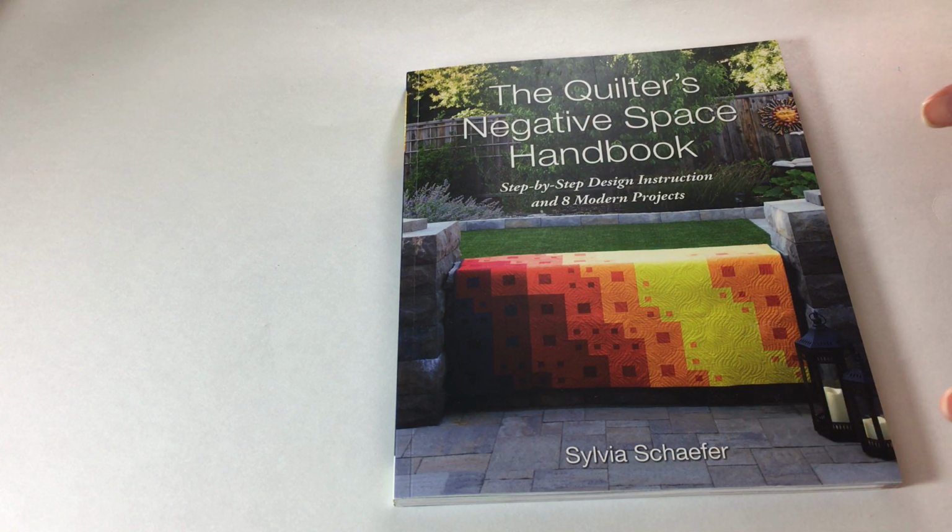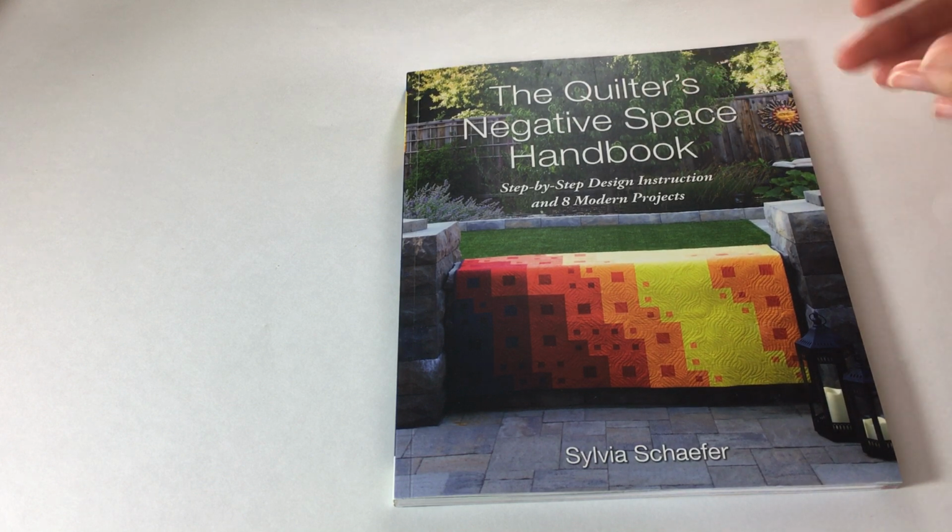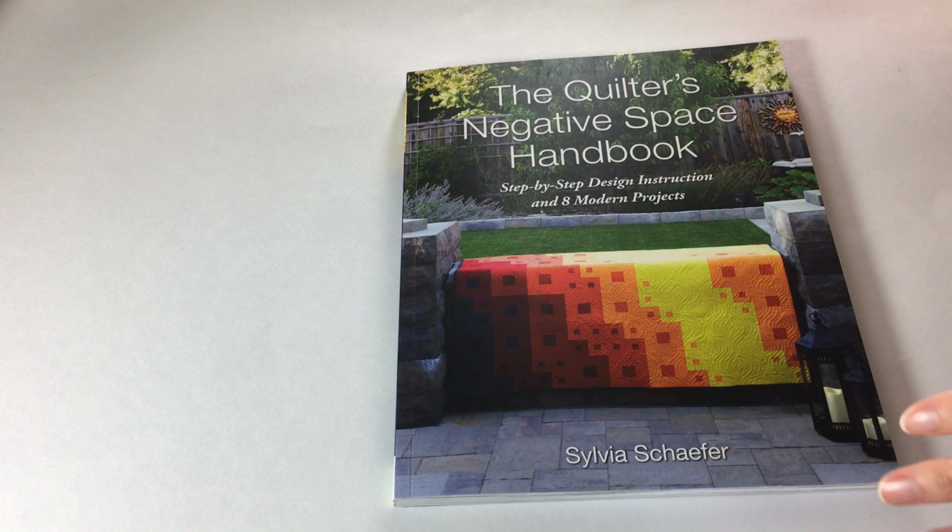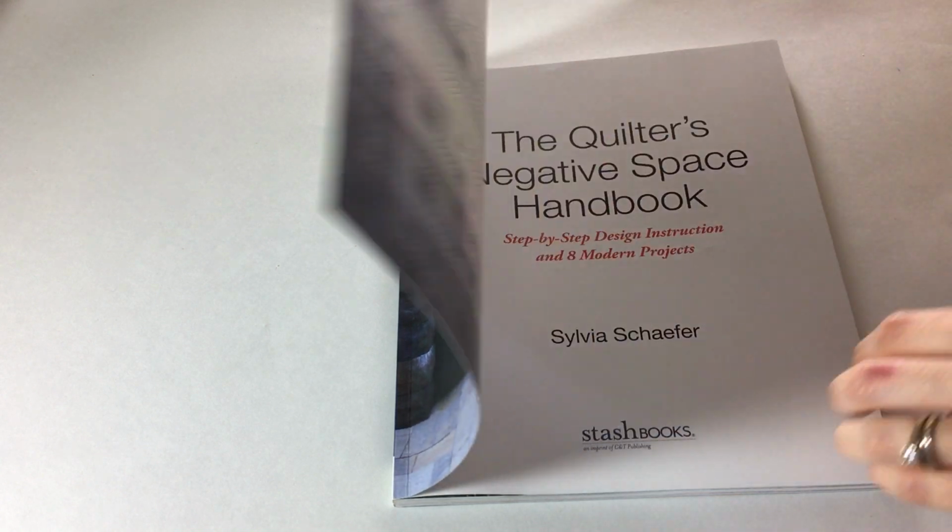So this book is all about designing your own modern quilts. And it takes you through the design process step by step so that you will gain the confidence if you've been a little afraid of trying to design a quilt with negative space. You'll have the confidence to go ahead and dive in and make your own unique quilt designs. So there's the cover. This is not my garden. I wish it were. The cover quilt is called Ring of Fire, and I do have patterns in here as well.